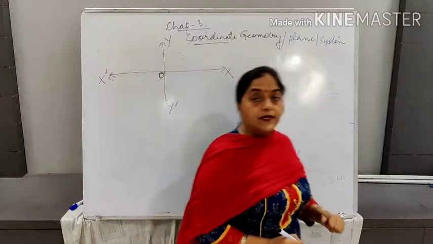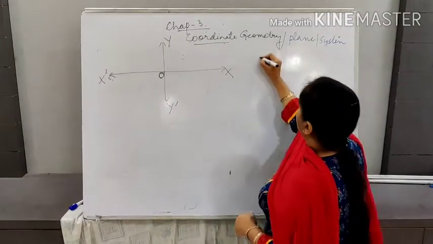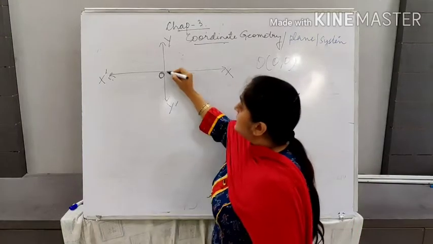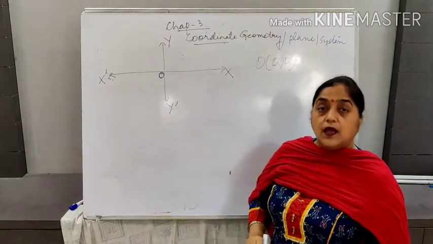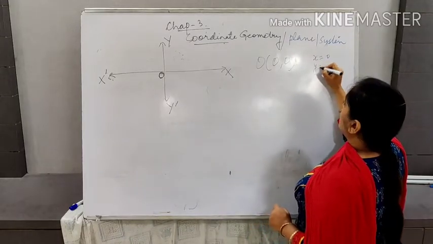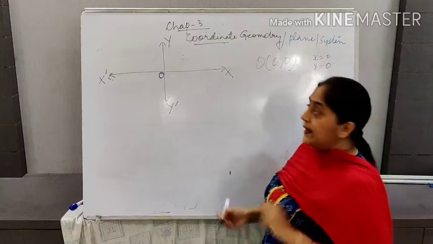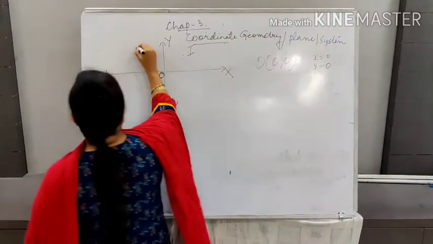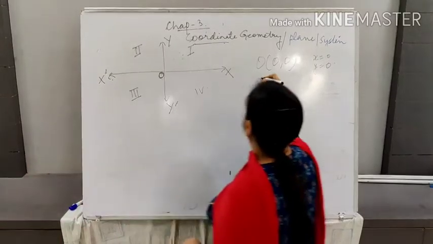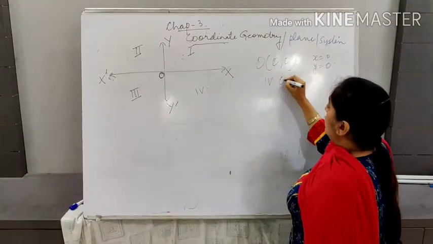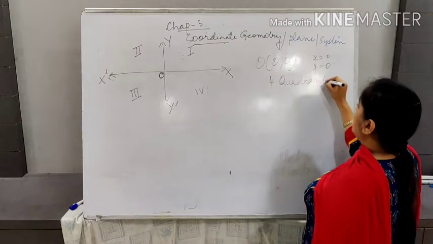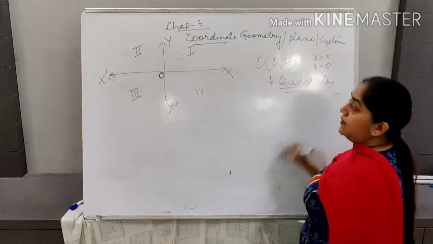And what are the coordinates of the origin? Coordinates of the origin are 0, 0. That means at the point of intersection where the two lines are meeting, x will be 0 and y is also equal to 0. Then I told you that this is dividing the plane into 4 quadrants. How many quadrants are there? 4 quadrants. Okay? Let us discuss the nature of the points in the quadrants.